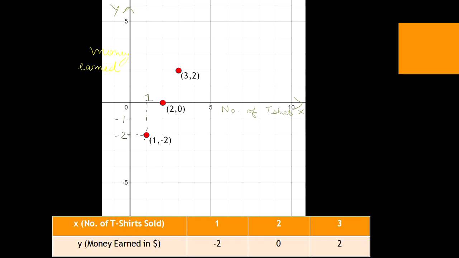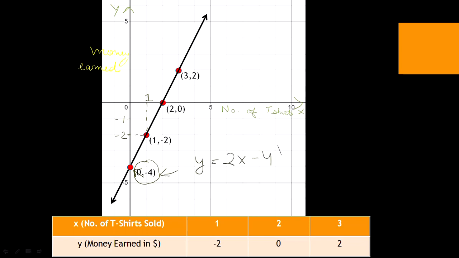We may label the 3 points, and again if I draw a straight line through the 3 points, we see that all of the 3 points lie on a straight line. I can also plot another extra point right here, this one, and this one is 0 comma -4, and you may see for yourself whether this is a solution to our equation y equals 2x minus 4, and if so, we essentially confirm that even this point lies on that straight line.